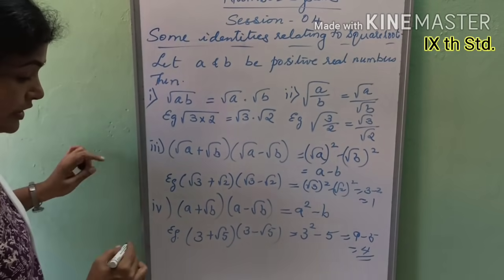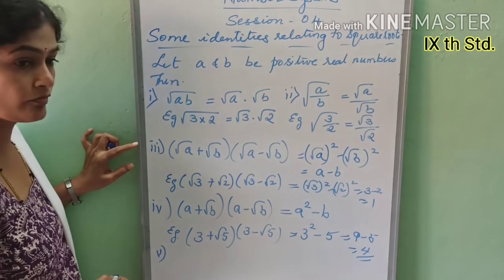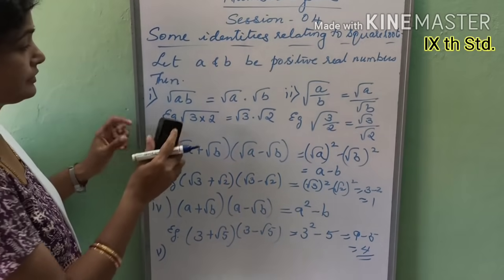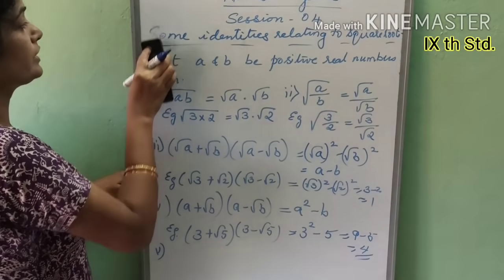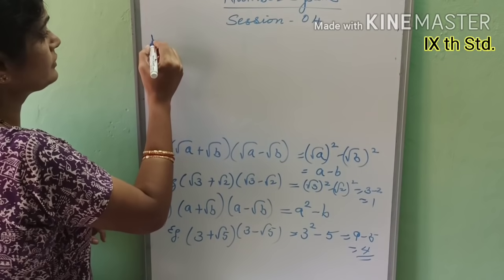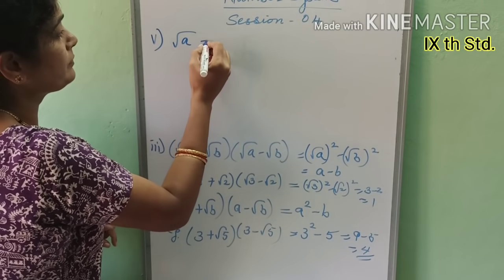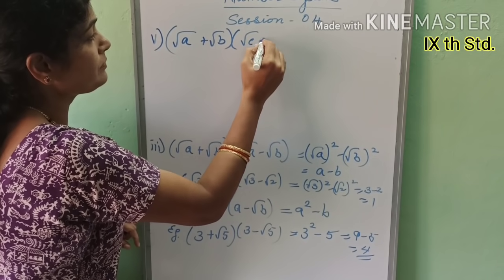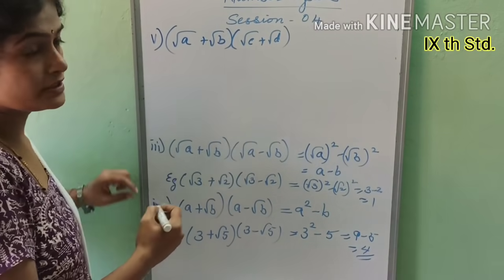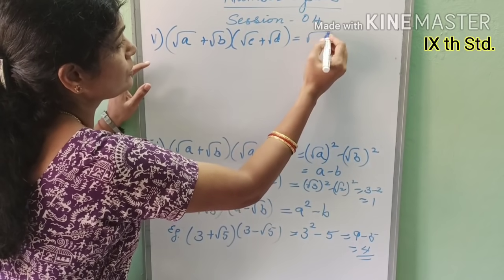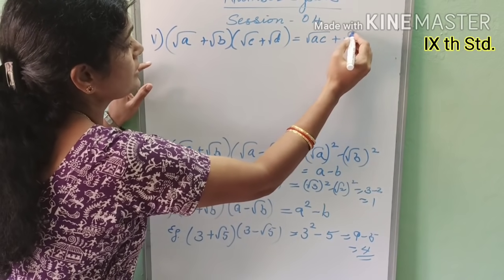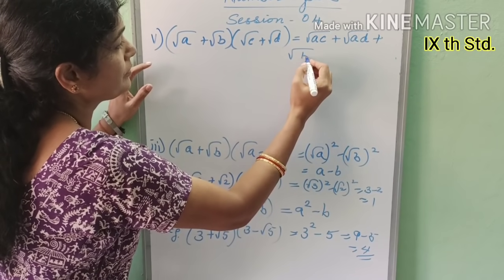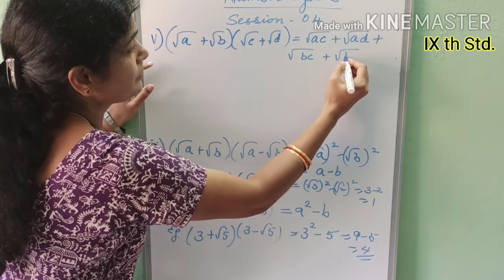Okay. Next identity, I'll write it here. Fifth one is root a plus root b into root c plus root d. This is equal to root a into c plus root a into d plus root bc plus root b.